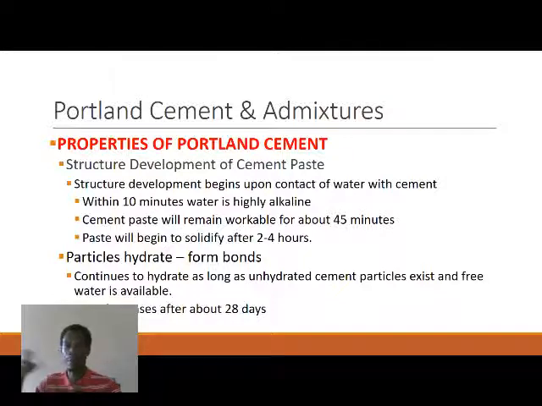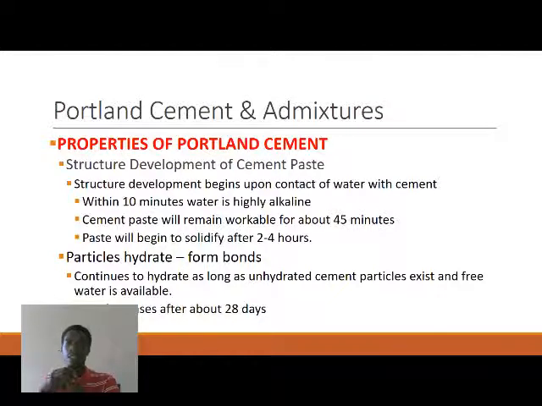Remember, we said the amount of gypsum added will affect your workable or setting time, and that setting time is more or less the amount of time you can work the mix before it begins to harden. And usually after 2 to 4 hours, the paste will begin to solidify. You can't work it anymore. All right. So basically, the process involves hydration of the particles, so they can begin to form bonds.